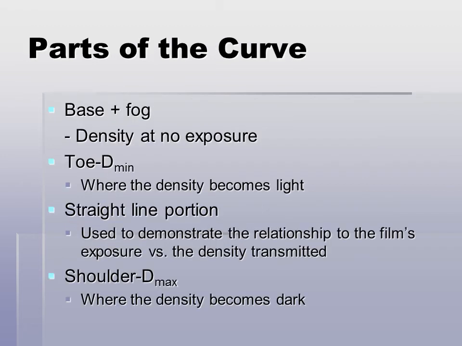Parts of the curve. The base plus fog is the density at no exposure. Your film has different types of dyes in it that we've already discussed, and some basic fog from the manufacturers. So the measurement that you first take is 0 exposure and will be approximately that above 0. The D minimum, or the toe, is where the density becomes light, and then the straight line portion is the diagnostic portion. It's used to demonstrate the relationship of film exposure versus the density transmitted. The shoulder up to the D max is where the density becomes dark.